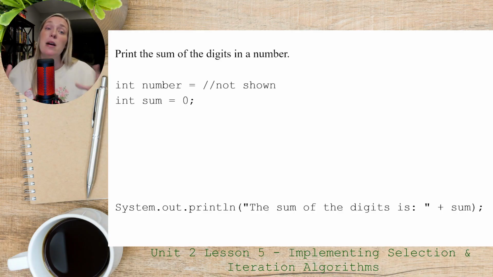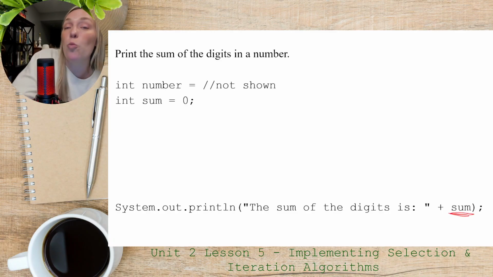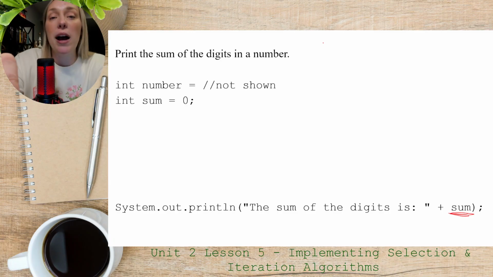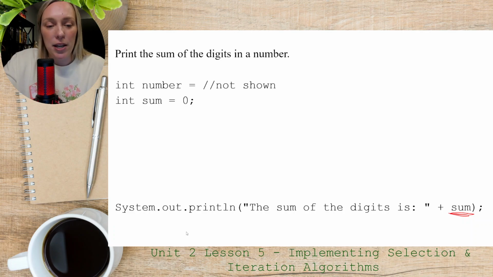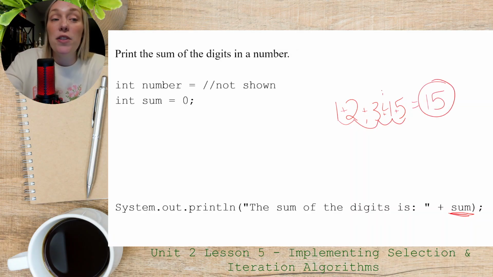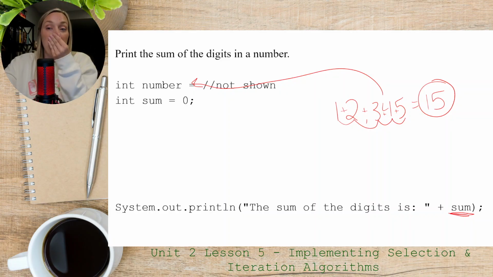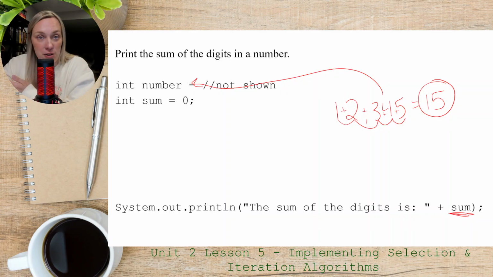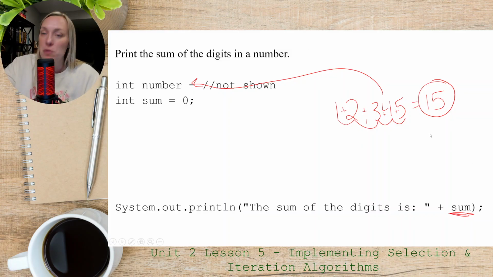But you have some sort of big number stored in there and you have an int sum equals 0. So sum starts off as 0 and at the very end of this, you want to print what the sum of all the digits was. So just to set up the example here, if you have 12,345, you want to add up all of these together. 1 plus 2 is 3, 6, 10, 15. The sum would be 15. So if this was stored in number, you want the sum of the digits to be 15 when you're done. So how can we write code to accomplish that?